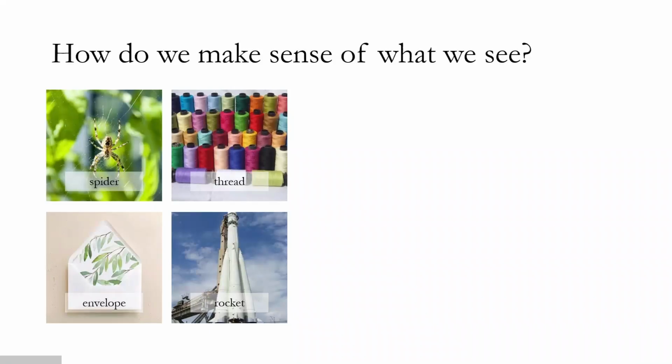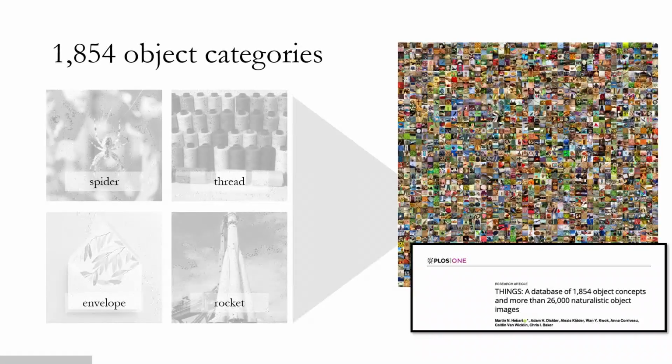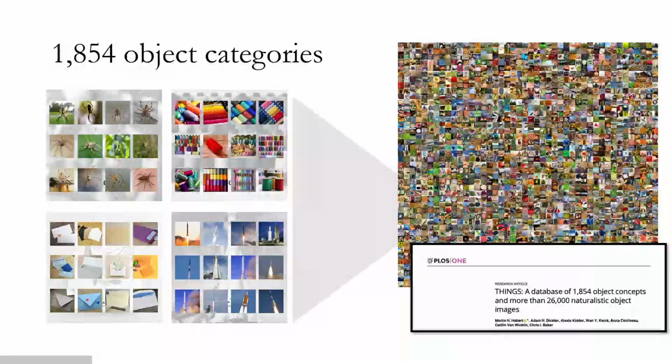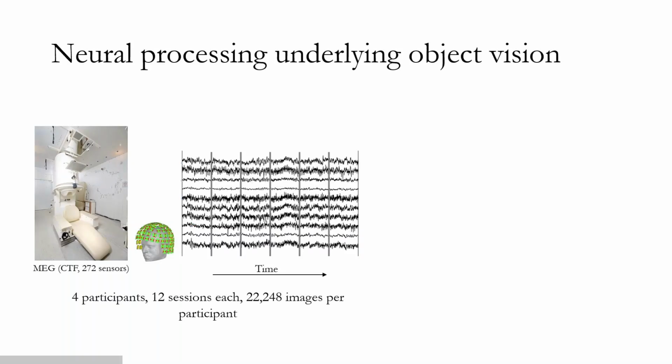So in our study, we sampled from 1,854 different object categories that were taken from the Things database. For each of these categories, we had 12 different exemplars. We then took these images and showed them to people while they were sitting in the MEG. In total, we scanned 4 participants who came back for 12 sessions and saw all of the 22,248 images. None of the images ever repeated, so every person saw every image once. We then recorded their brain activity across the 272 sensors, time-locked to each of these images that were shown on the screen.